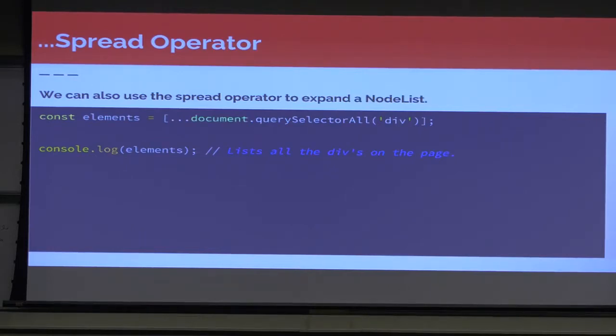And you can use the spread operator to expand a node list. So if I just tried to loop over document.querySelectorAll, it's not going to let us loop over it because it's not an array. It is an array-like item, but it is not an actual array. But if we add a spread operator and throw it into an array here, now, I didn't have an example here because I don't have any divs on the page, but it would list all of your divs.